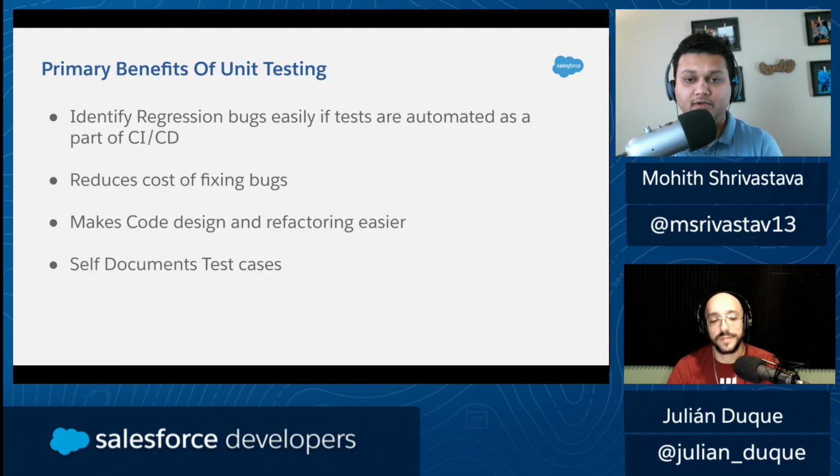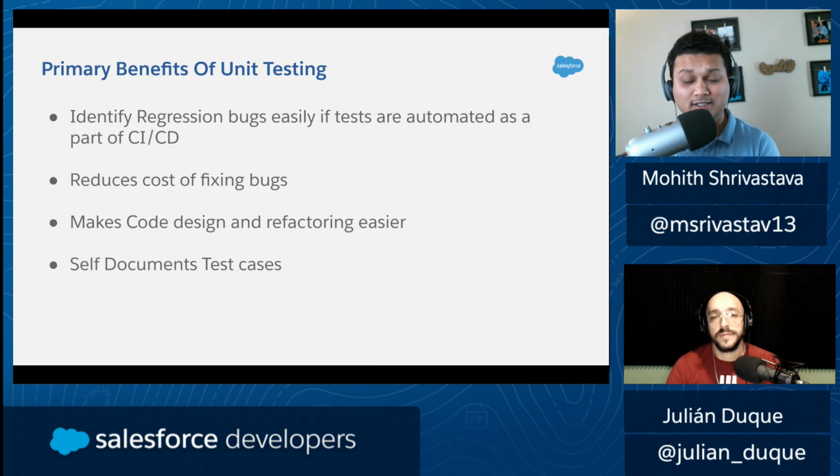The primary benefit of unit testing is that you can identify your regression bugs easily if you automate your unit tests. It also reduces the cost of fixing bugs, because the moment your code goes into production and you start having lots of bugs, you want to have a proper unit test in place for everything, so that when you fix a bug, you're not breaking anything else in your application. All these automated tests ensure that the fix you made is solid and not far worse.